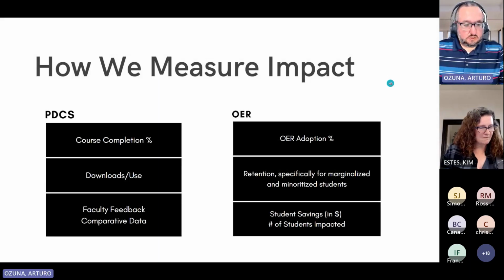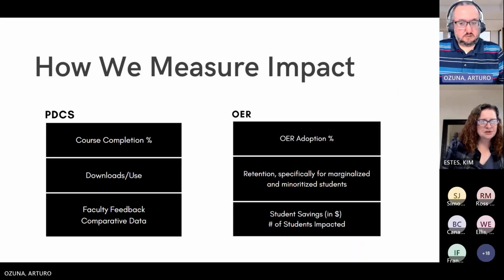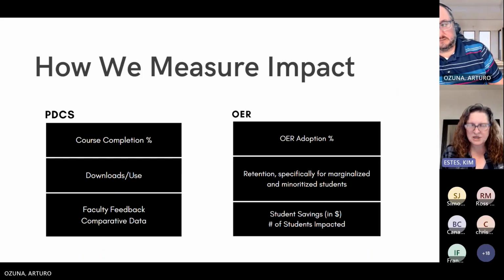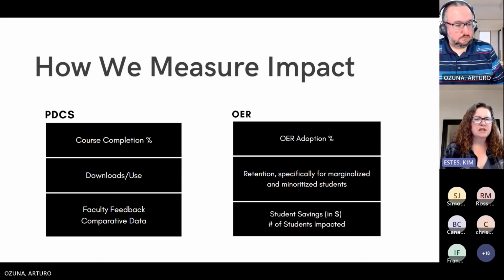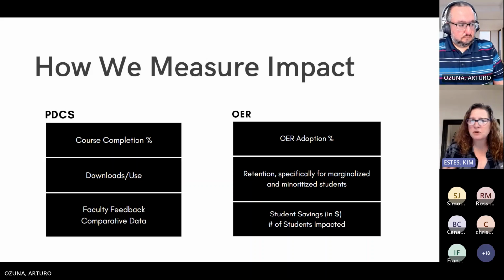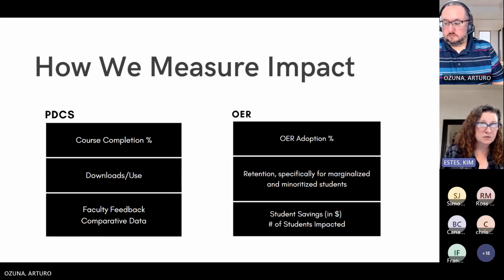So, Kim, do you want to talk a little bit about how we plan to measure impact on the work that we're doing? Sure. So with the peer-developed courses, this being a program that has already been in effect since 2016, we look at what we're looking at now. Our campus has a data team, and we pull completion rates, success rates, those sort of things, and we're looking at course completion in peer-developed courses.